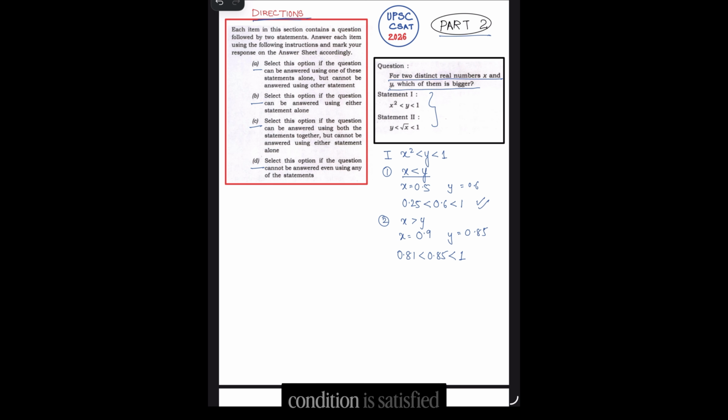So here as well the condition is satisfied. So statement 1 is not sufficient to answer the question. Now let's take statement 2. So statement 2 states that y is less than root x, which is less than 1.